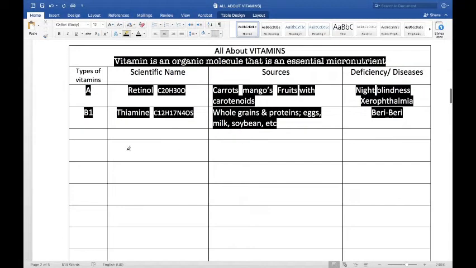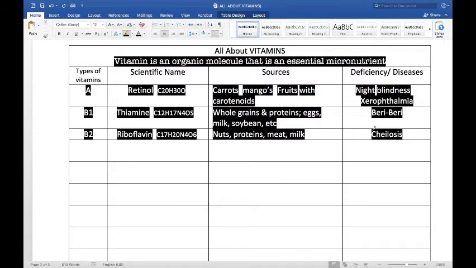Moving on to the next vitamin, vitamin B2. Vitamin B2 is known as riboflavin, and this is its chemical formula. Riboflavin can be found in nuts, proteins, meat, and milk. If you lack vitamin B2, you will most likely contract cheilosis, where the corner of the mouth becomes inflamed, and so it can cause chappedness and bleeding.